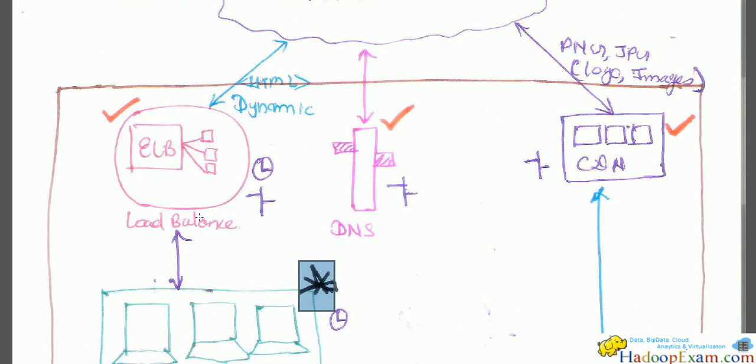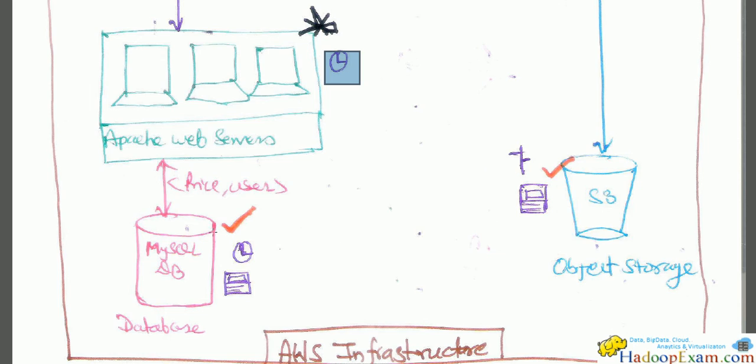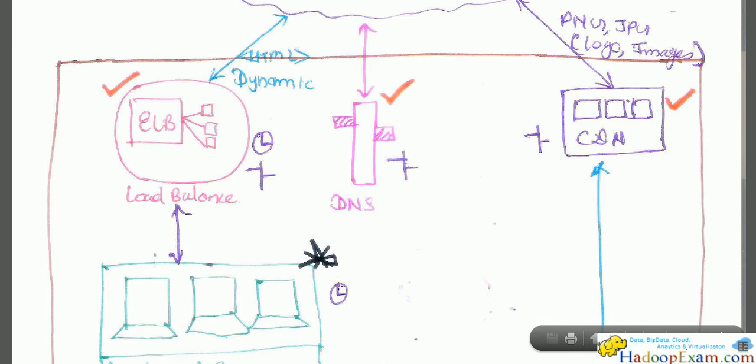Here I have given a watch sign or clock sign. Per hour this would be charged, like the ELB you are using 24/7, that would be charged on a per hour basis. Similarly, these are the virtual servers. As many servers as you use and as many hours as you use them, this would be charged to you. Similarly, MySQL DB would be based on how much time you use it.